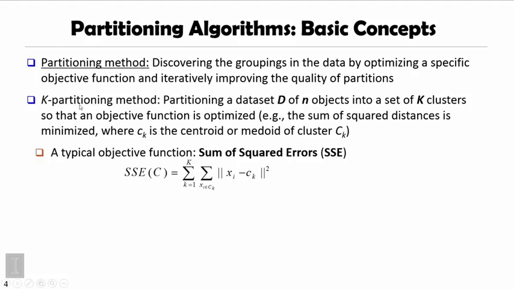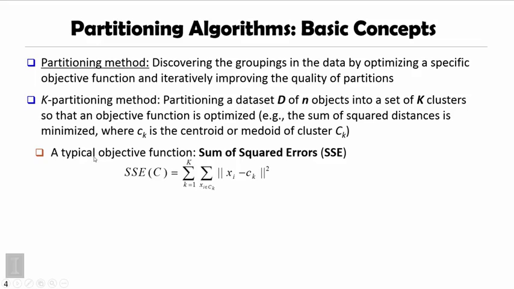So the k-partitioning method is: we partition a data set D of n objects into a set of k clusters. Then we can iteratively improve it so that an objective function is optimized. For example, the objective function could be that the sum of the squared distance is minimized, where C sub k is the centroid or medoid of cluster capital C sub k.